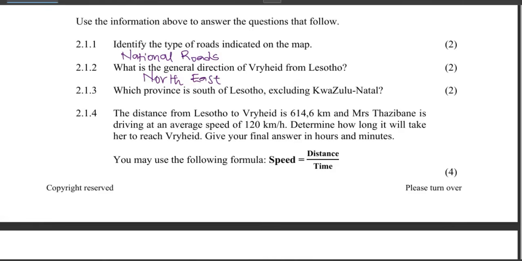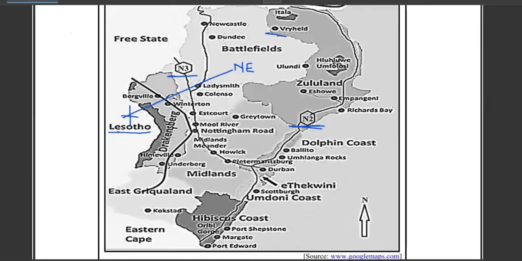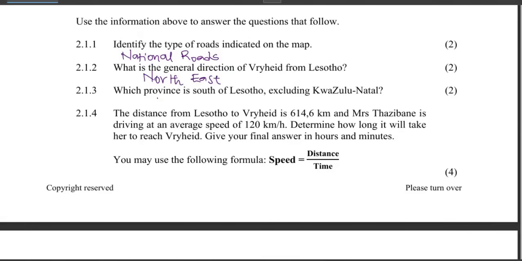Which province in South Africa is south of Lesotho, excluding KwaZulu-Natal? South of Lesotho, it's like this. So we can see the Eastern Cape is south of Lesotho. The distance from Lesotho to Vryheid is 614.6 kilometers.